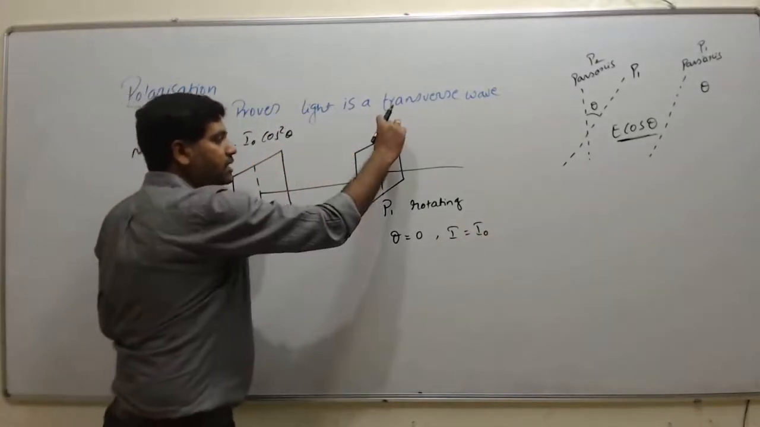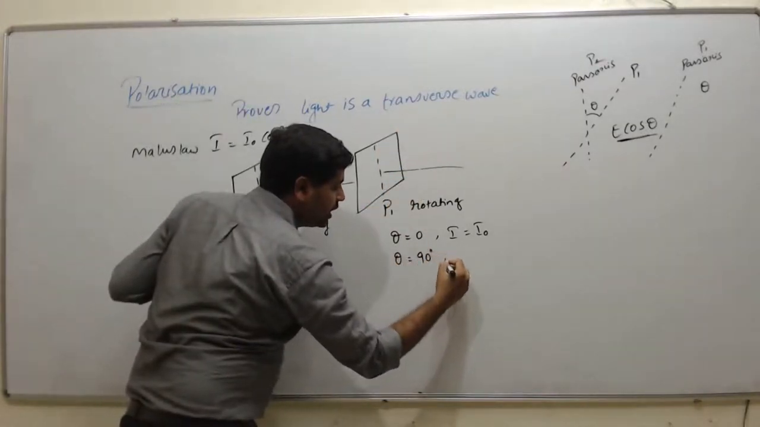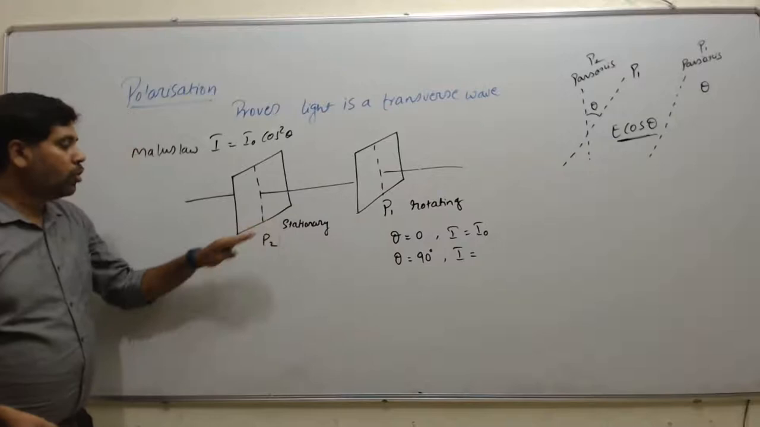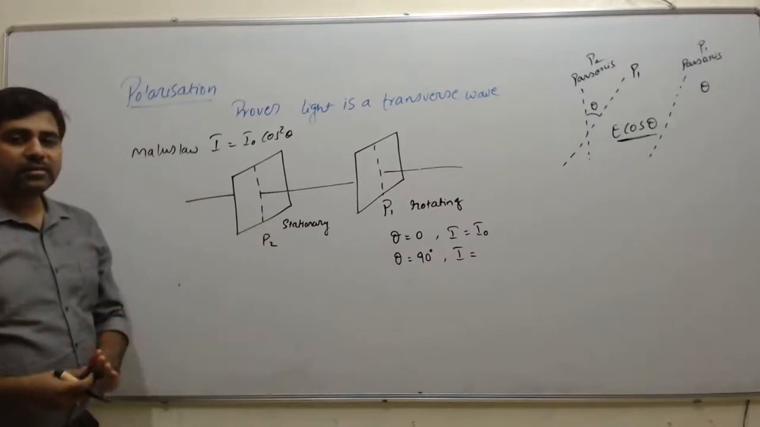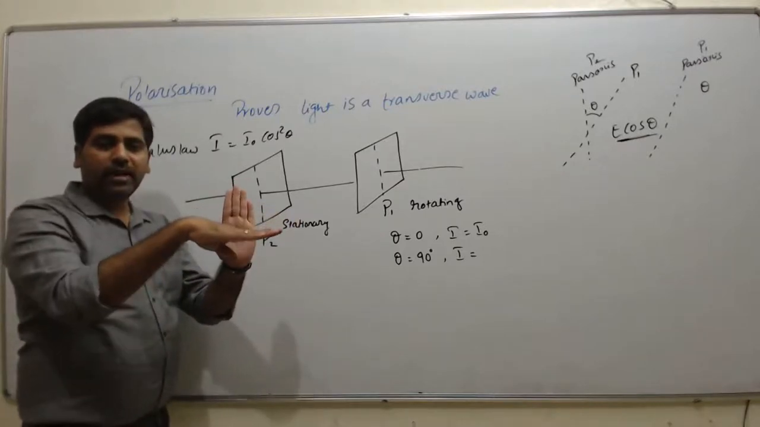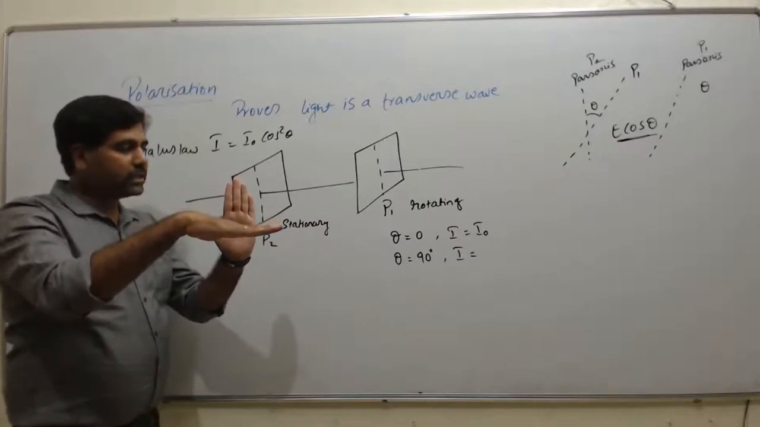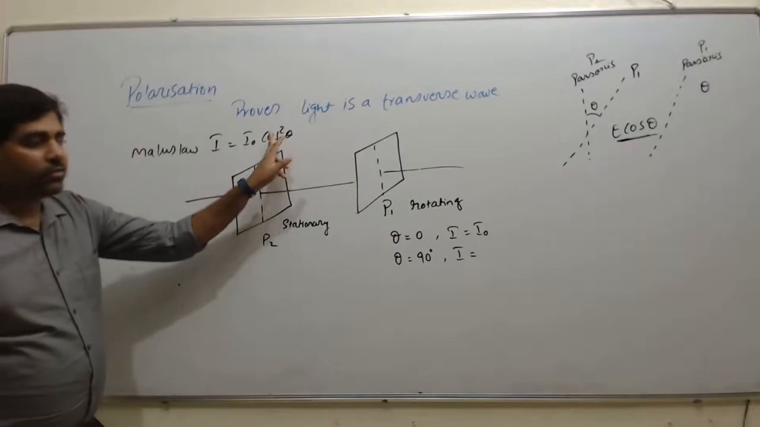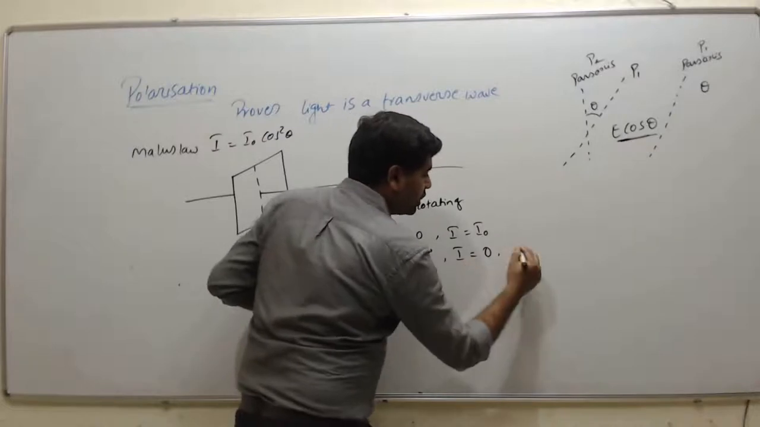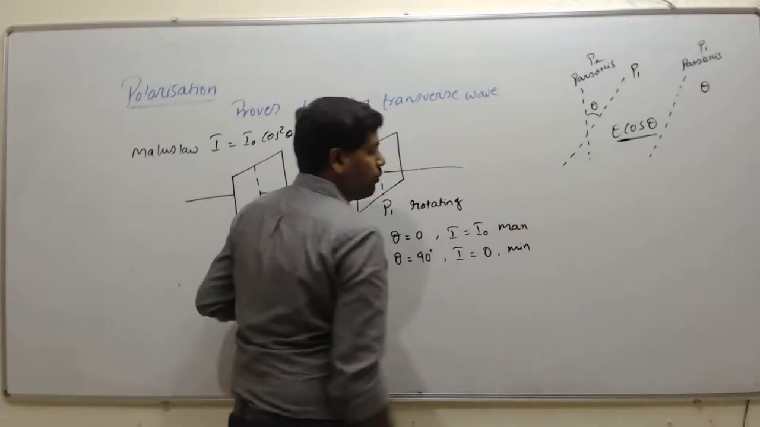So for the standard angles, next we rotate P1 by the angle theta equal to 90 degrees, then the intensity I is equal to, that is, P1 is perpendicular to P2. If the first polaroid is like this, then the second polaroid will be like this. So these two are perpendicular to each other. Then the angle theta is 90 degrees. So cos 90 is 0, then the intensity is 0. So intensity I is equal to 0, that is the minimum. And here it is maximum.